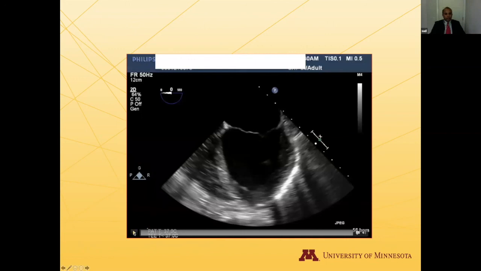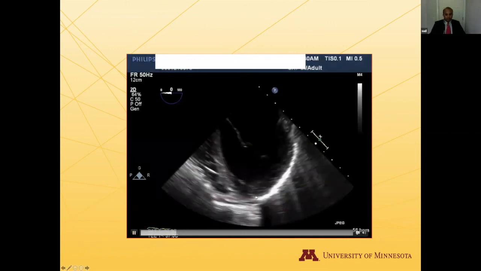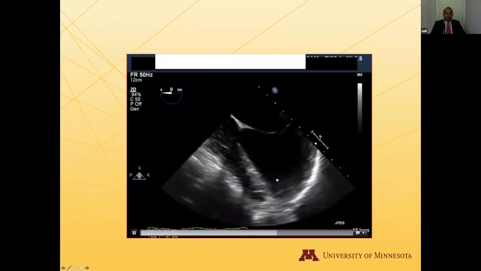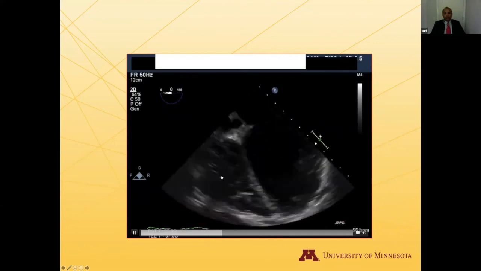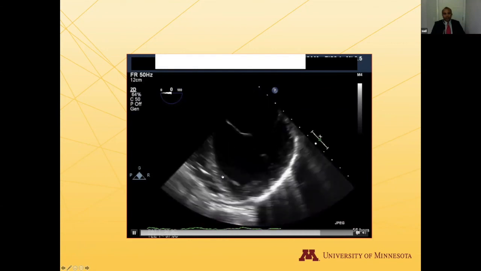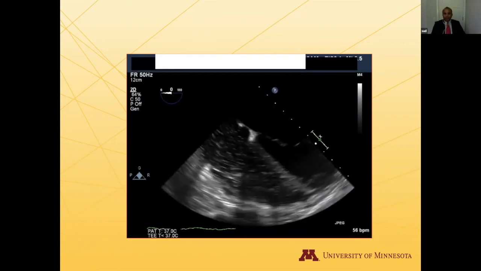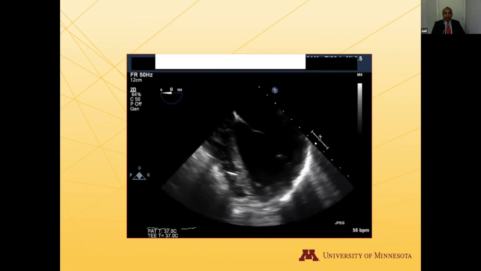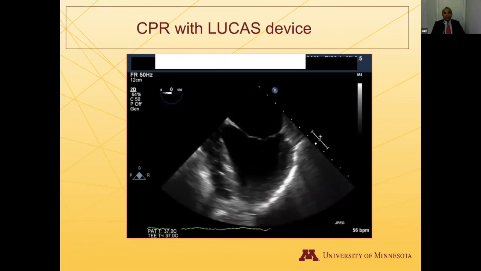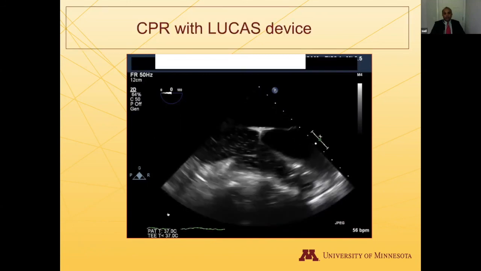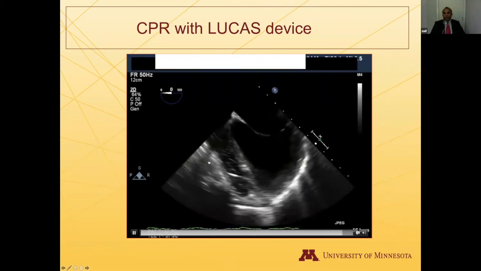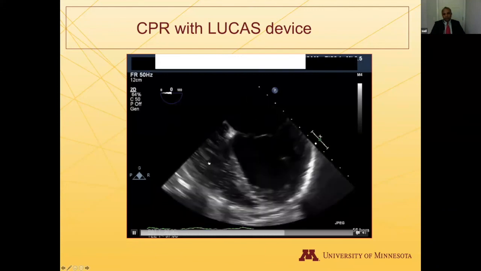This is a quiz for everybody. If you look at this image or this video, the left ventricle is struggling, but the right ventricle is really snappy. The reason why the right ventricle is so snappy and the left ventricle is not is that this is a peri-CPR echo. This is CPR with the Lucas device. This clearly shows you the anterior right ventricle, the amount of compression that happens with the Lucas device while you're doing CPR.